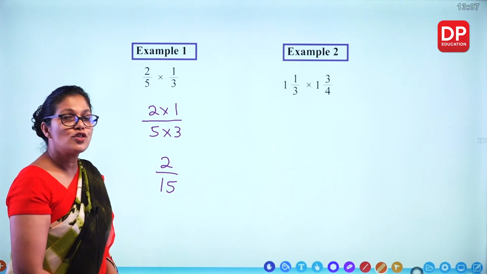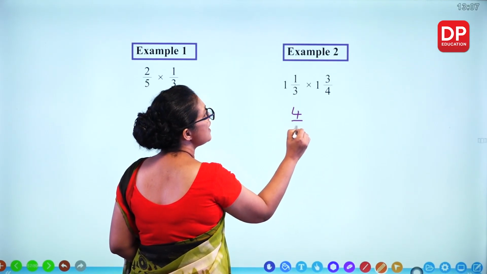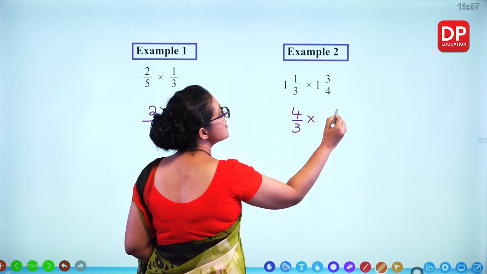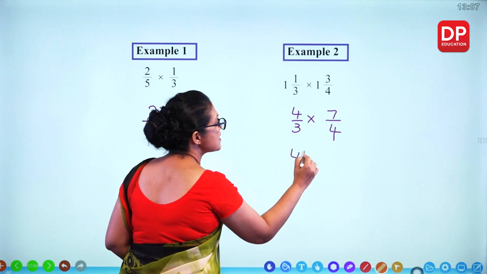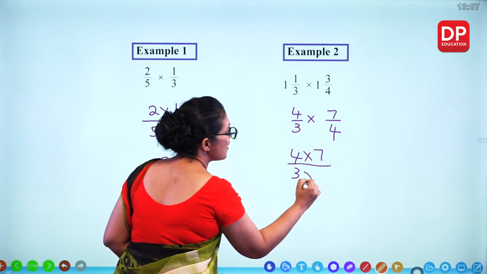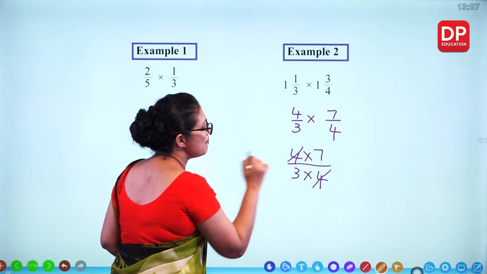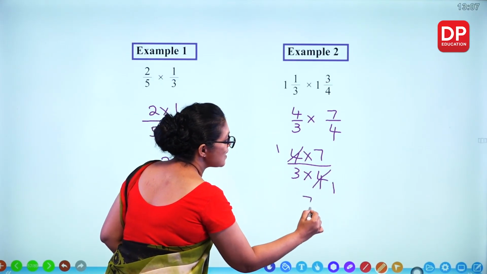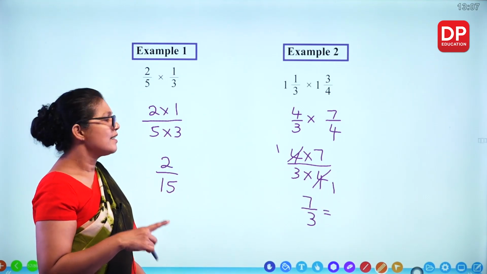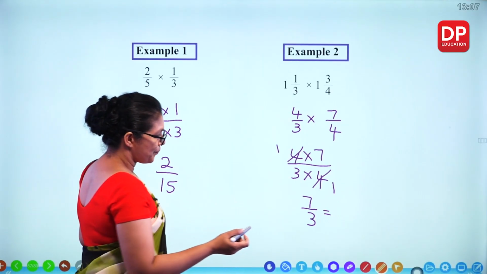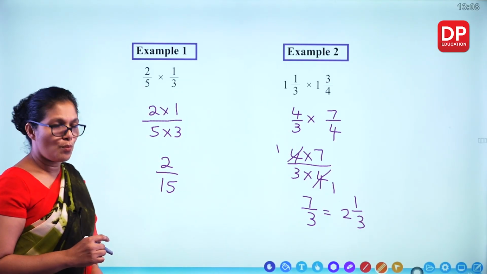This one, convert to improper fractions. 3 times 1 is 3 plus 1 is 4 over 3, multiplied by 7 over 4. Same thing, multiply the numerator separately, denominator separately. Now we see you can simplify. 4 and 4 you can simplify. 7 times 1 is 7. 3 times 1 is 3. This is an improper fraction. Convert to a mixed number. 3 times 2 is 6 and 1 is 7, so 2 and 1/3.